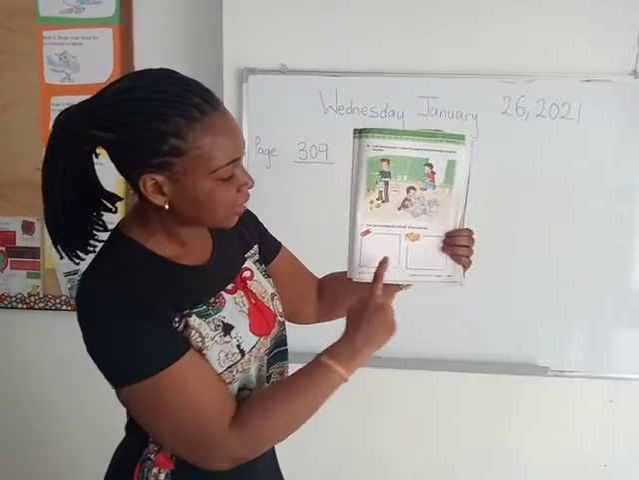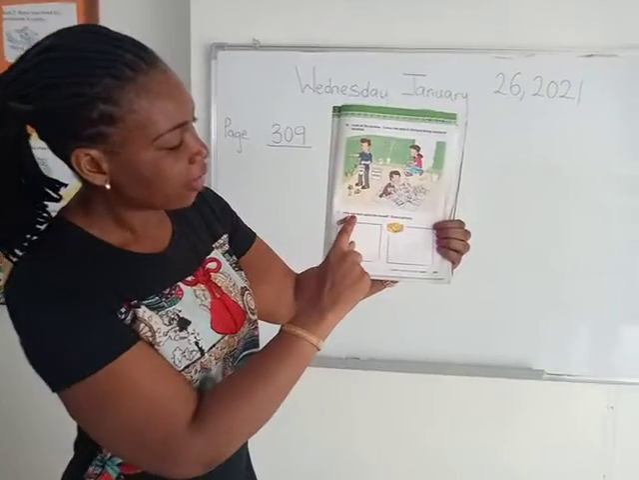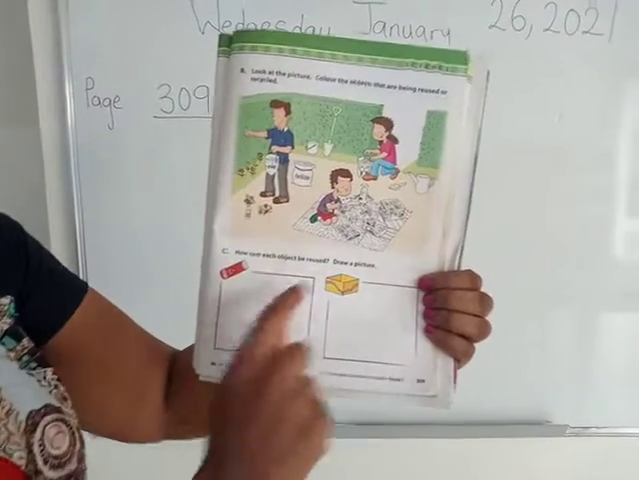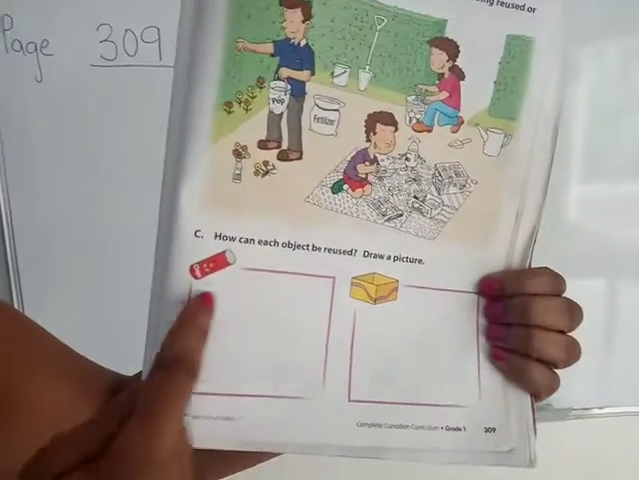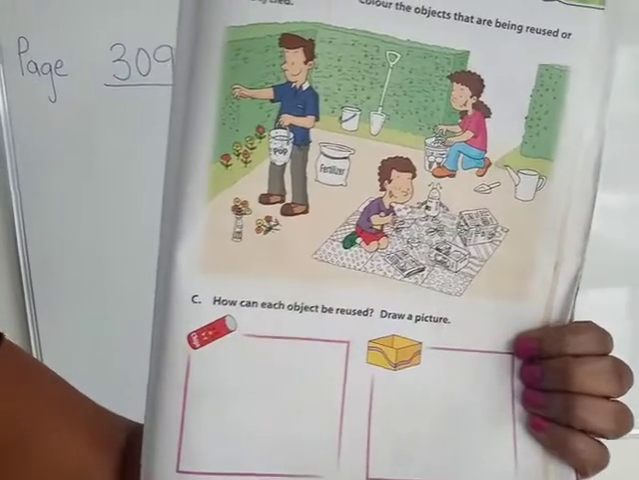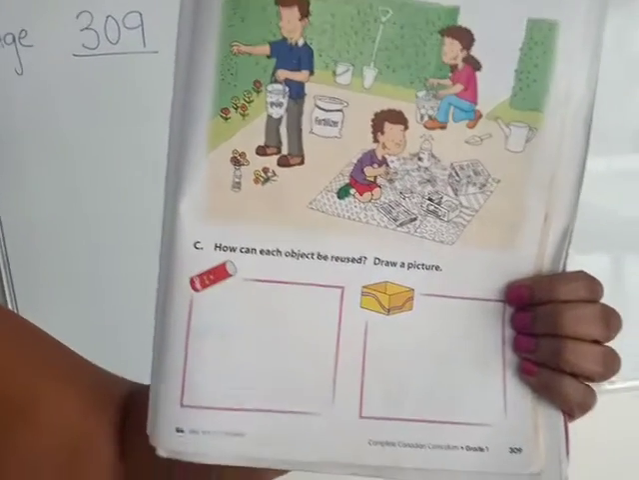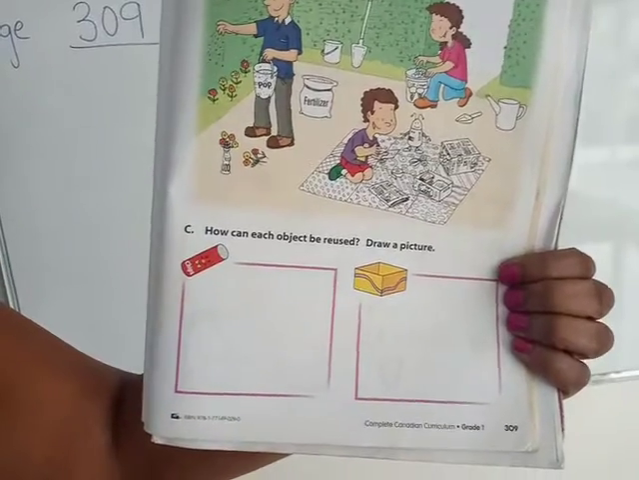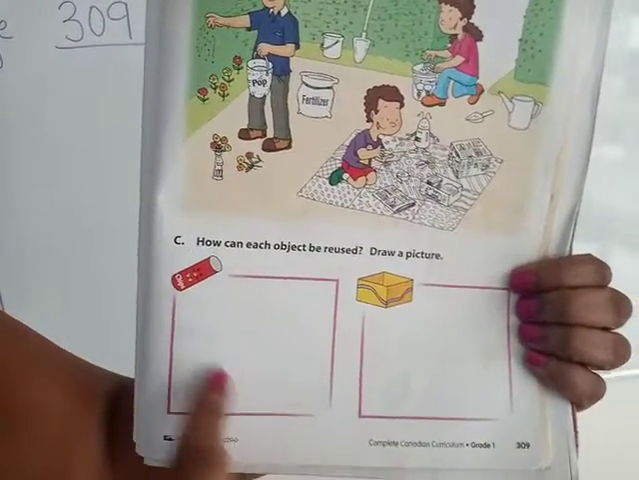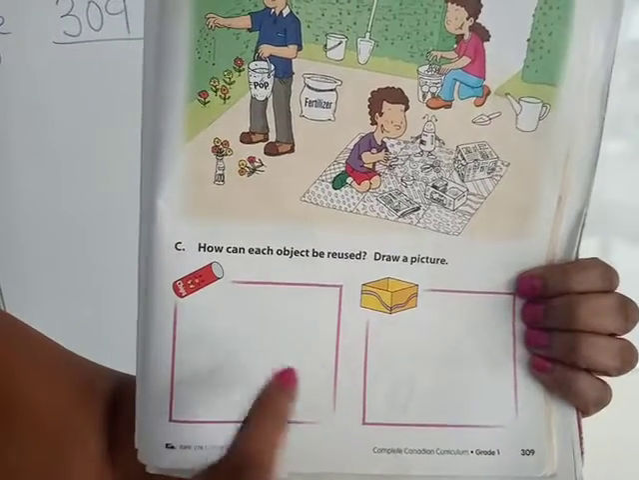And then when you're done with that, you come down here. It says, how can each object be reused? Draw a picture. So here we have a packet of chips. How can you reuse this container? Like when your mom gets you a box of chips, and then you finish eating it. How can you reuse this object? So you draw how you can reuse it in this space.